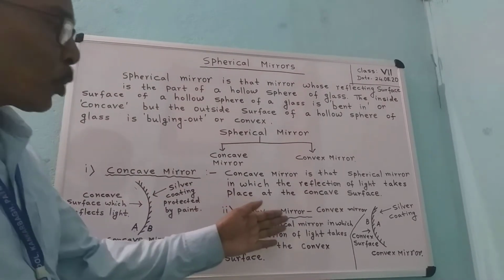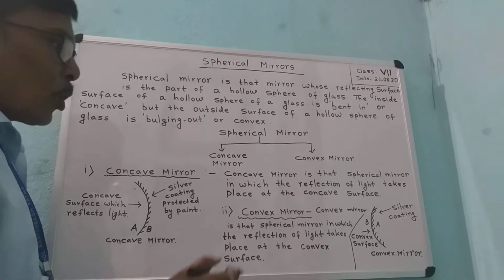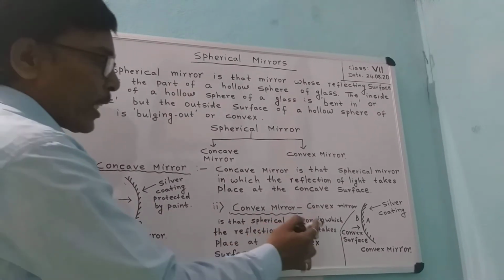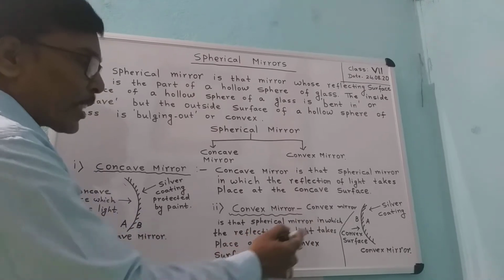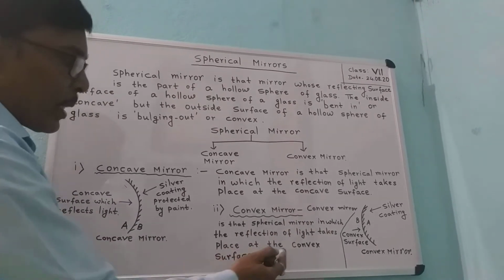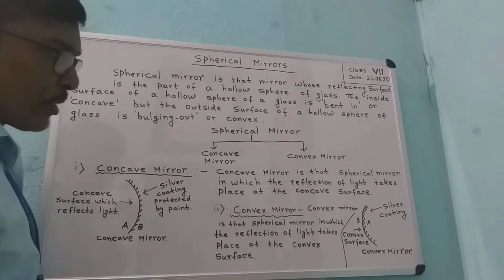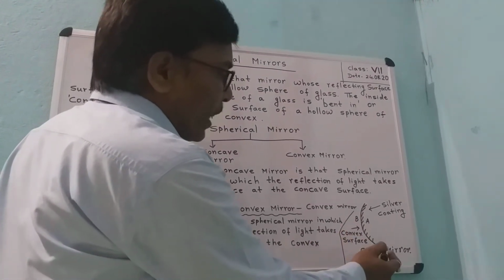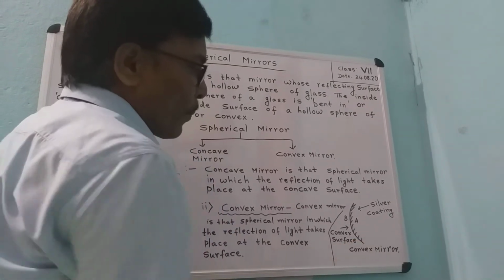Now we come to the convex mirror. What is a convex mirror? A convex mirror is that spherical mirror in which the reflection of light takes place at the convex surface. So here the diagram of the convex mirror has been shown in this figure.